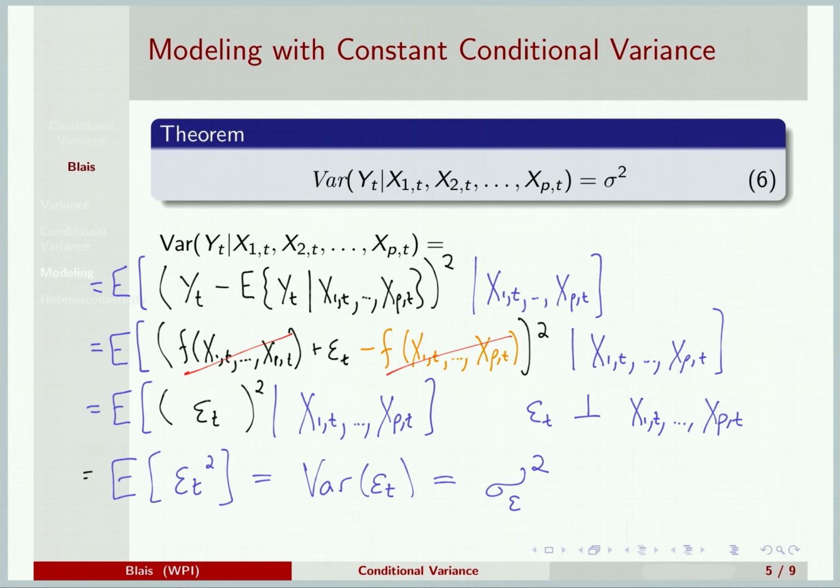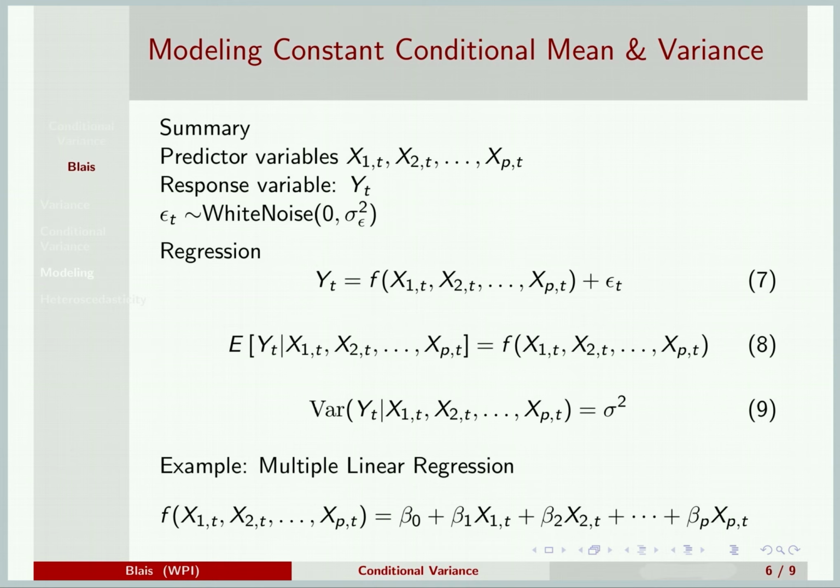So we see that in this model, we're just rewriting what our regression model is. The conditional expectation of the response, given the predictors, is just this prescribed function of the predictors. And the conditional variance of yt, given the predictors, is sigma sub epsilon squared.